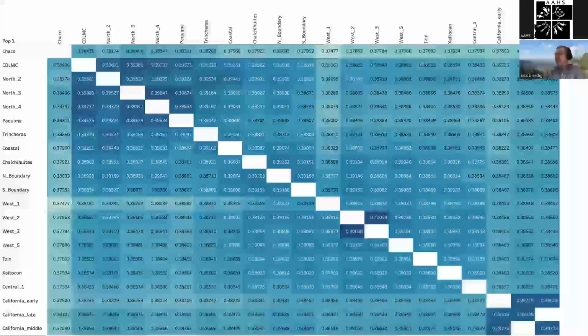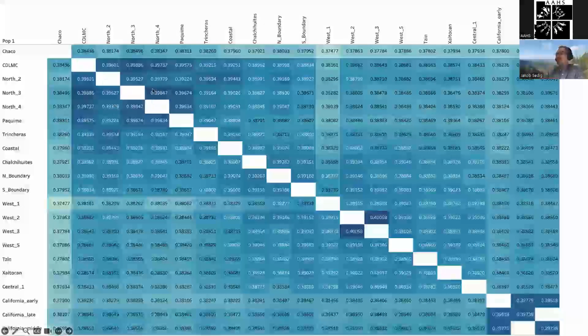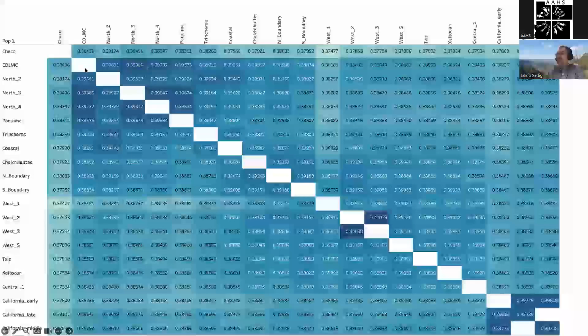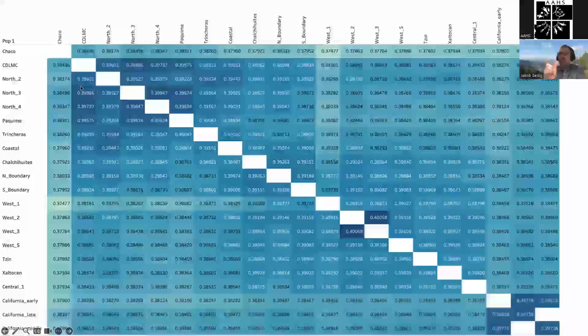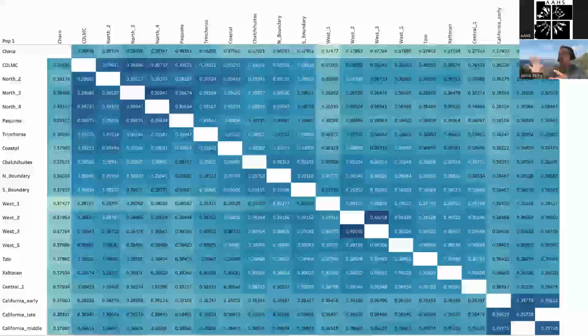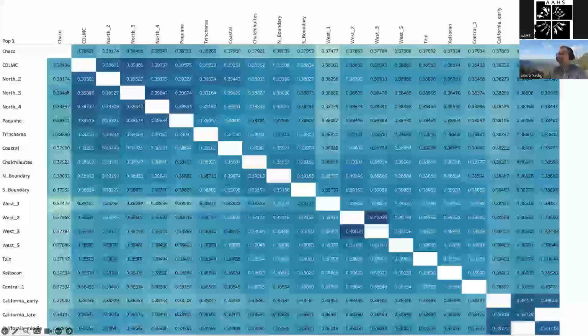There's a lot going on here. Basically, what this is showing us is an F3 statistic. We compare two groups to each other. So the darker blue shows any two particular groups are more closely related to each other.